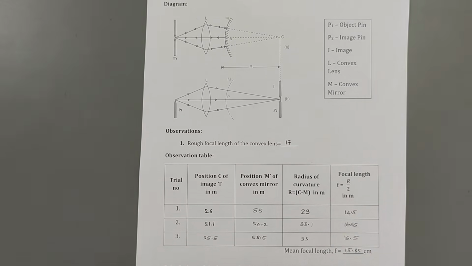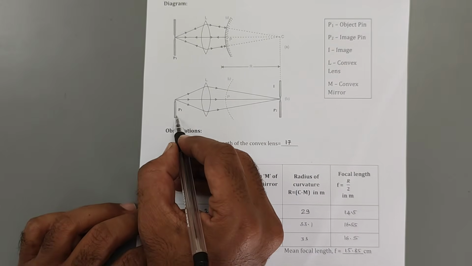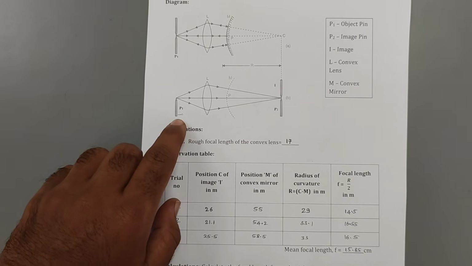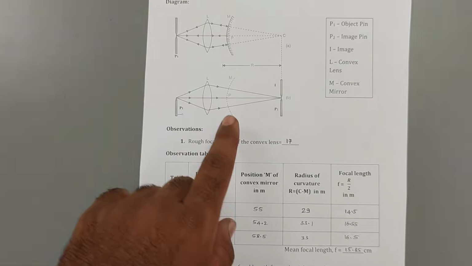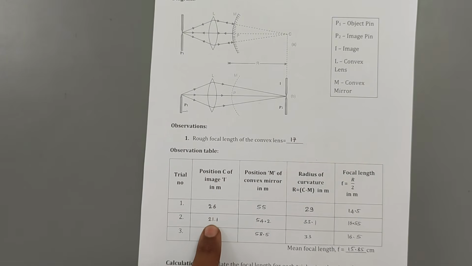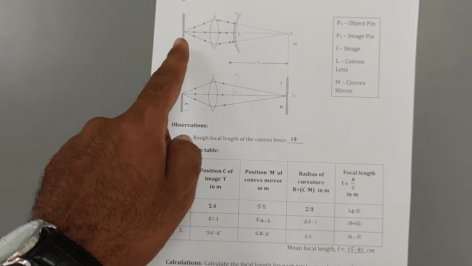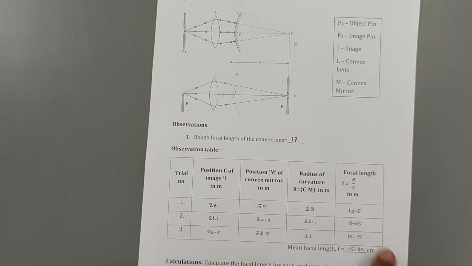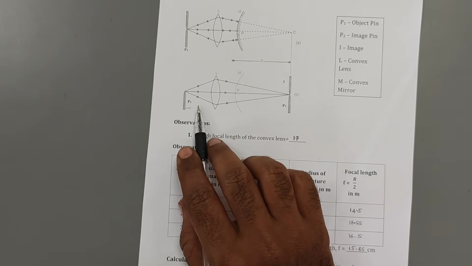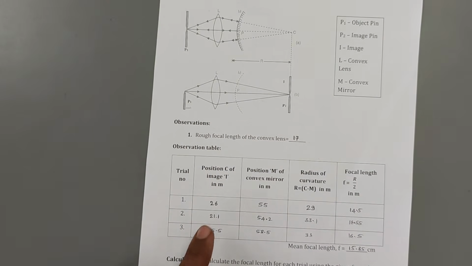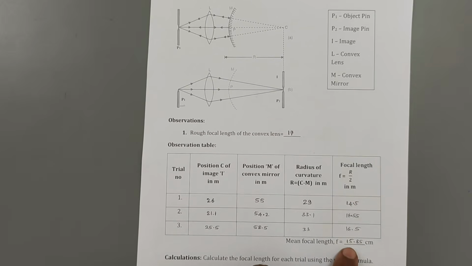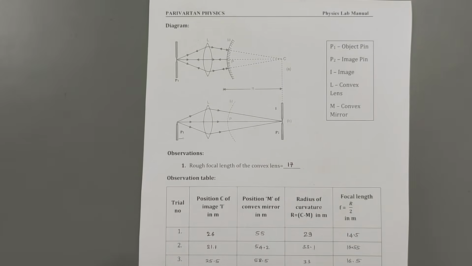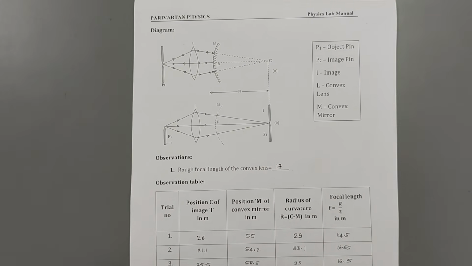For the second trial, you have to move this object pin by 2 centimeter towards the lens, right? Again I have to remove the mirror and take the location of the first image, and then insert the mirror, again sitting on the object pin side, remove the parallax and note down the position of the mirror. You will get this much readings. So I repeated the same thing by moving 2 centimeter towards the lens. I have taken 3 trials here. So I have got the mean focal length as 15.85 centimeter of that convex mirror. So this is how we have to find the focal length of the convex mirror by using convex lens.